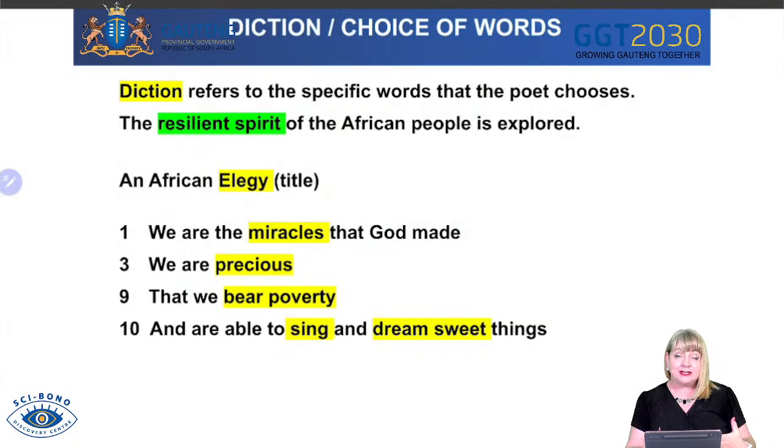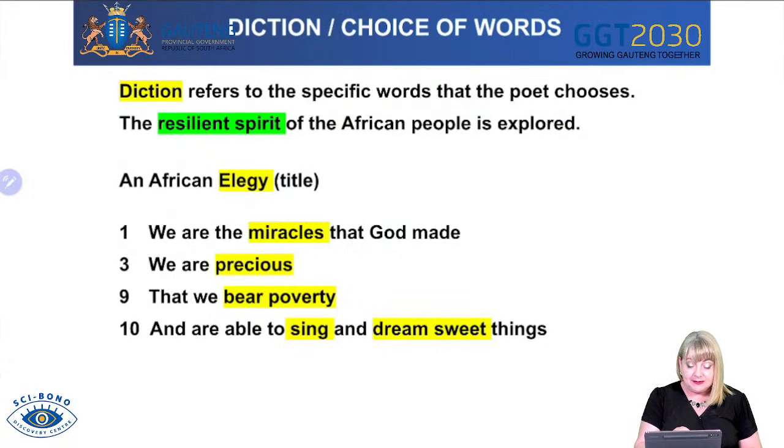And the first one they pointed to was diction. So remember, if we talk about diction, we're talking about the specific words that the poet has chosen. And I'm sure you'll remember in your language paper that you wrote earlier on in the exams, in the comprehension, you got a question about diction, the use of words. So you're very familiar with this concept. So if we're looking at specific words that help us reflect the resilient spirit of the African people, we might do this. We might talk about words like elegy.